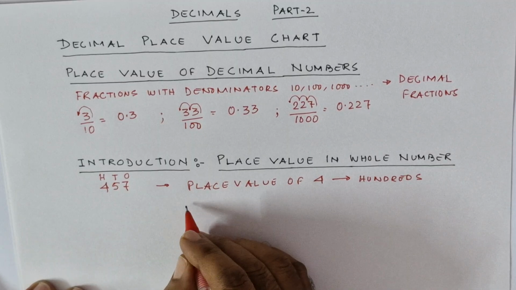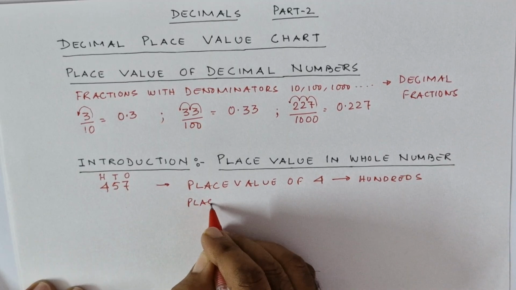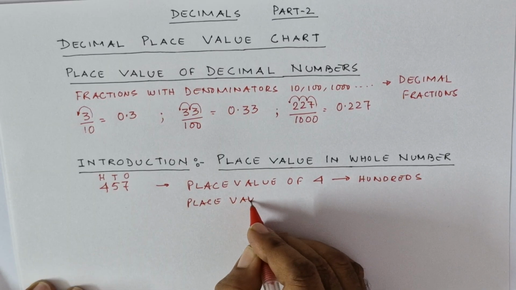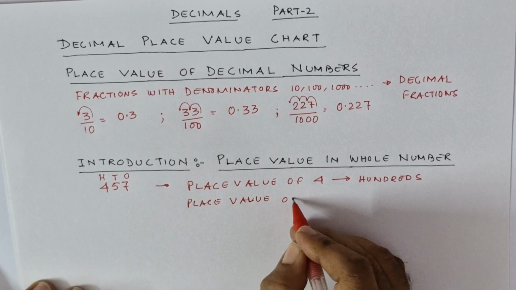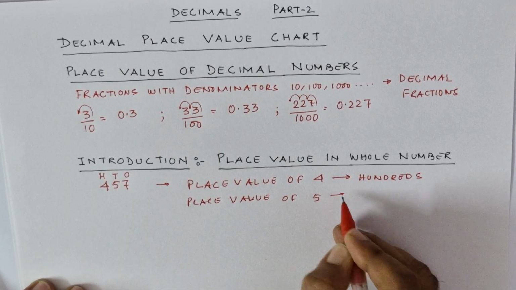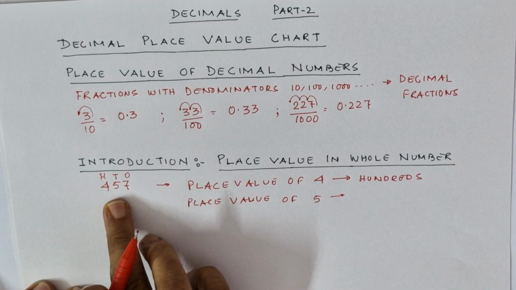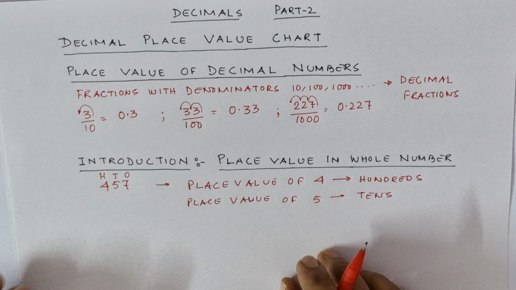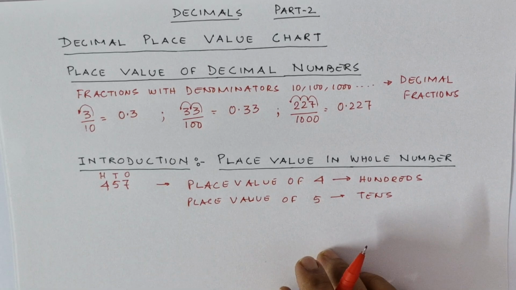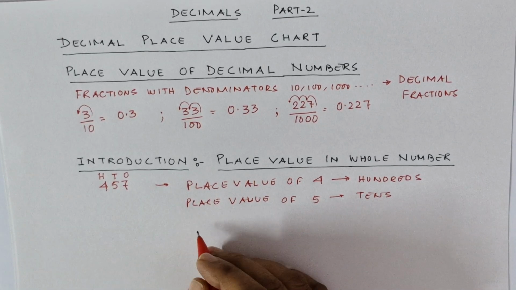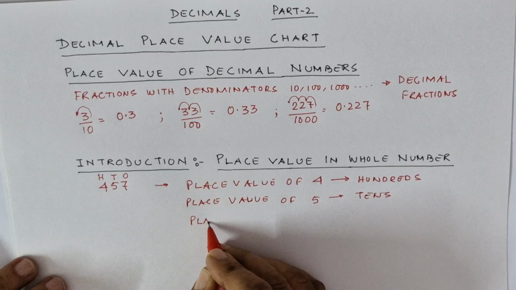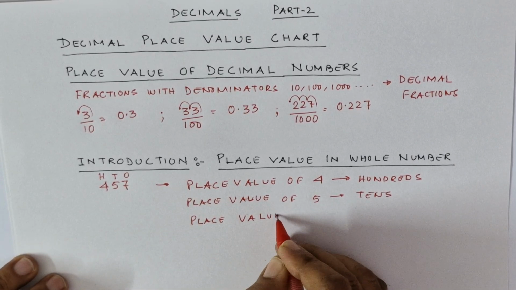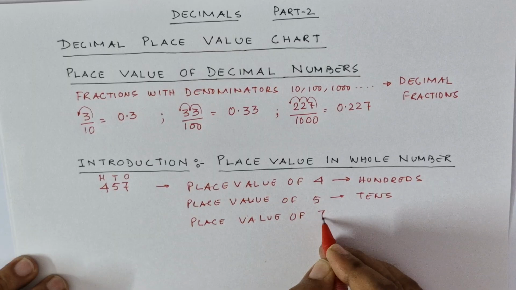You remember? Again, the place value of 5. See, it lies in the tens position. So tens, and if I multiply 10 with 5, it becomes 50. So the place value will be 50. In a very similar sense, the place value of 7 will be what?